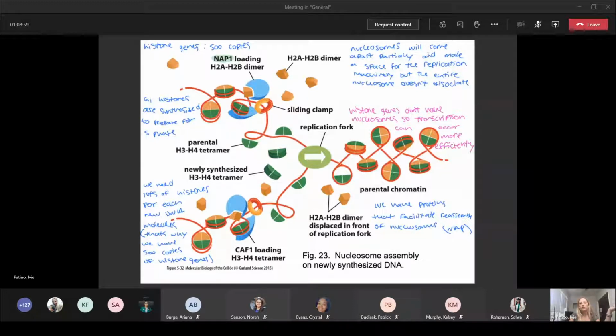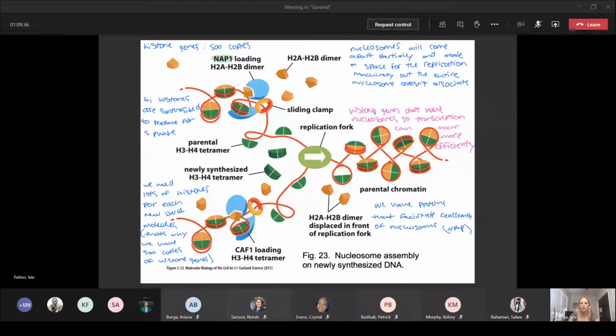So the nucleosomes will come apart partially, but not totally. They're not going to totally disassociate from the DNA. They only come apart partially so they can make a space for that replication machinery, and we can get in there and replicate that DNA. But specifically, histone genes don't have any nucleosomes. That makes sense because it's easier for us to transcribe those genes if they're already available and not tied up in nucleosomes.